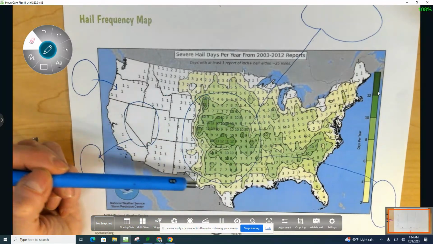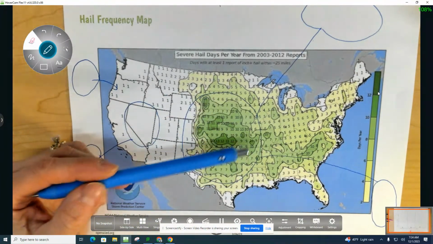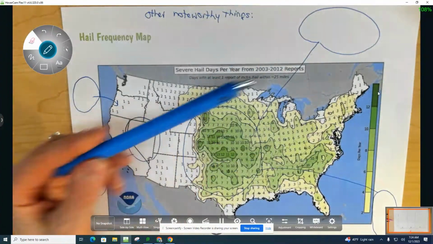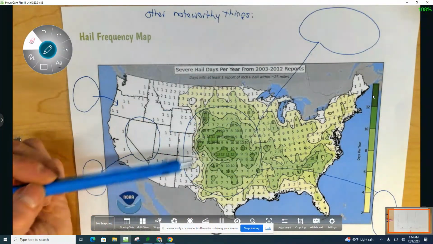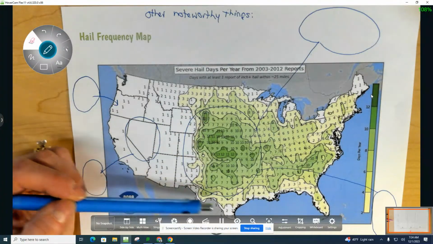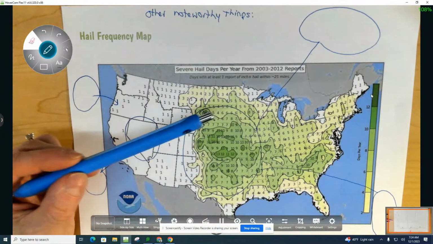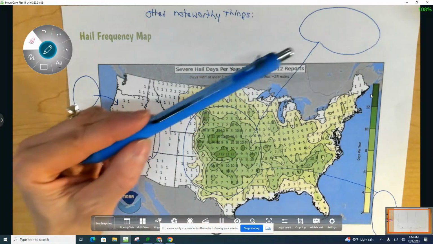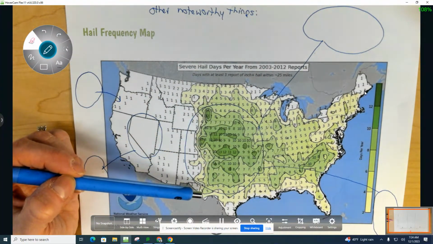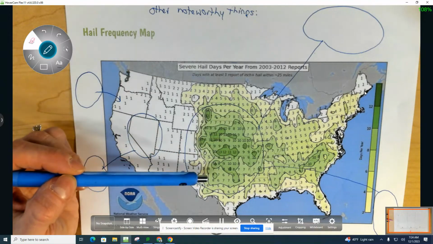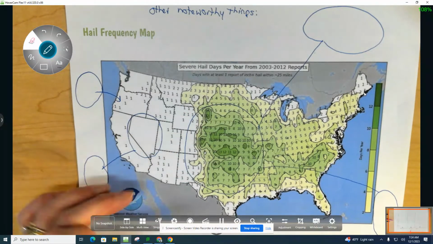I want you to circle the center and then write down up here what you've noticed about the center. So what's going on in the center here? Don't try to infer why this looks the way it looks. Just make some observations about what you see on the map. Okay? Look at the numbers, look at the colors, look at the location.